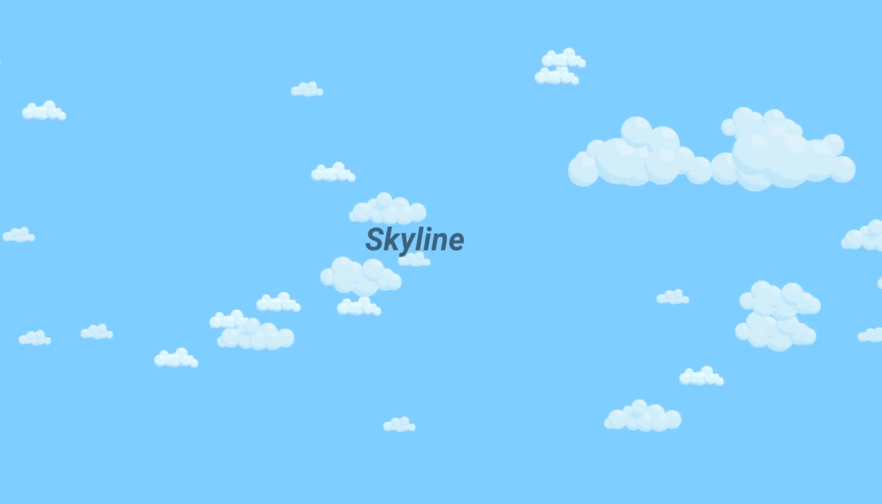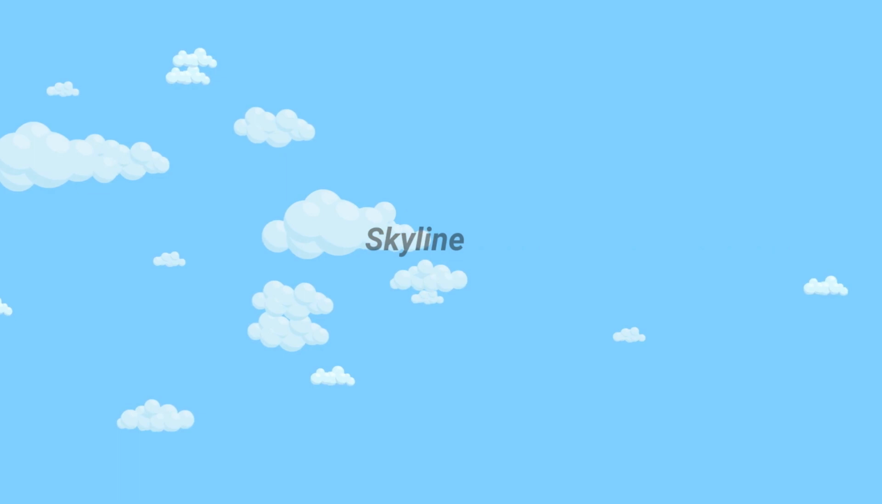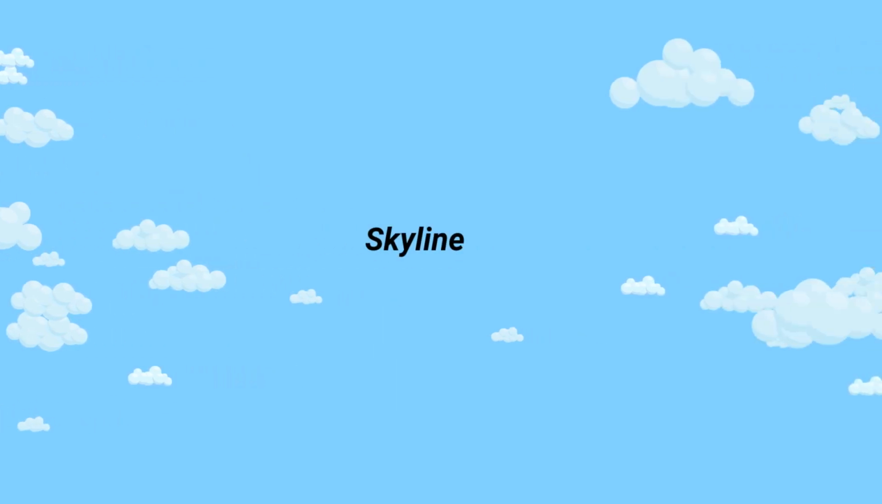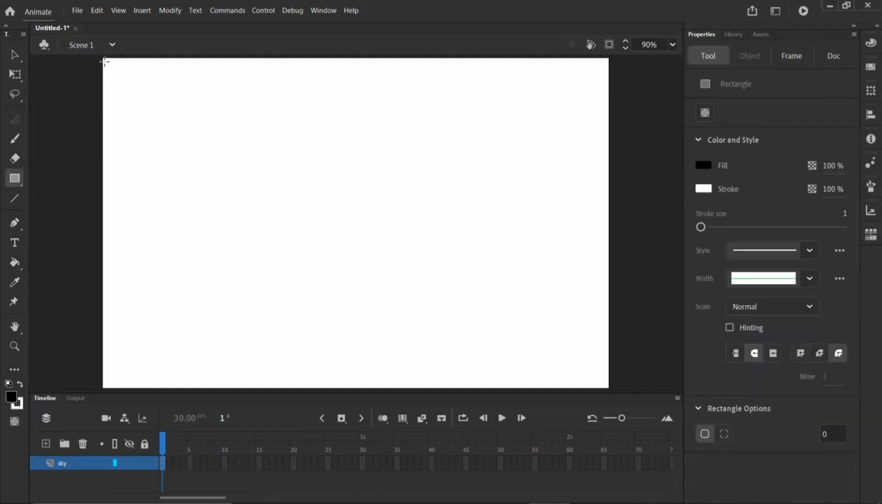To start with this animation, we will begin with creating the sky, which will act as the main background for the animation. In Adobe Animate, create a new layer and label it Sky. Select the rectangle tool, then click on the top left corner of the stage and drag to the bottom right corner.